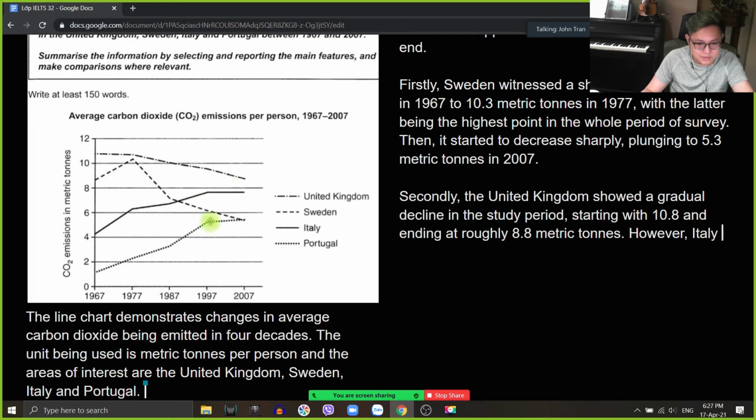And this part it's flat out, or it shows a plateau phase.